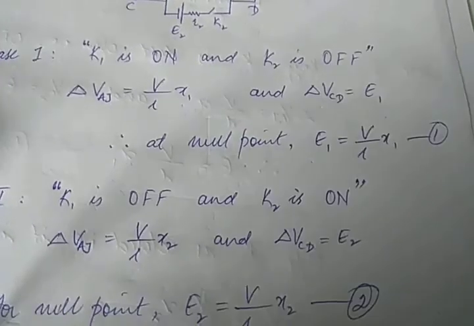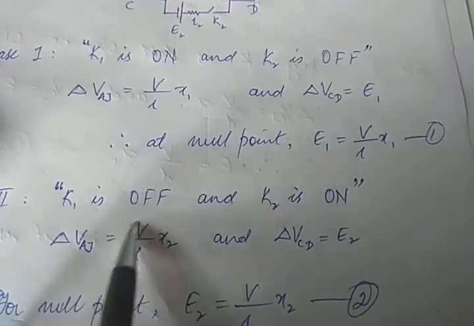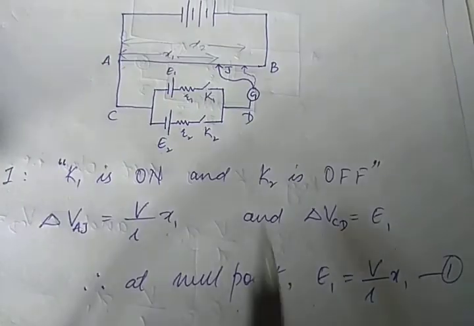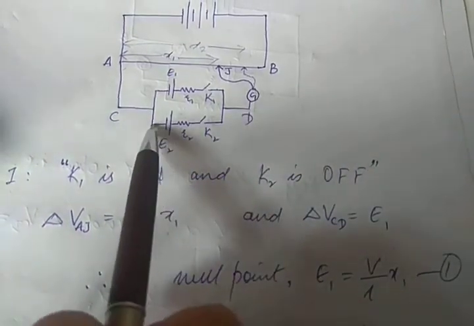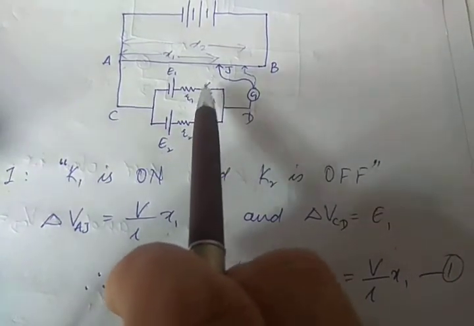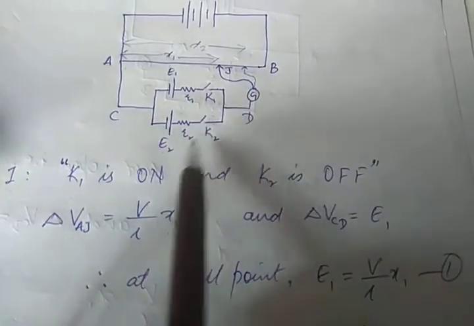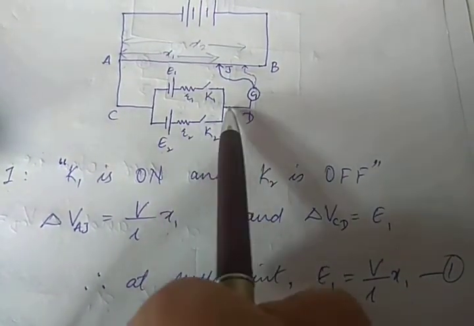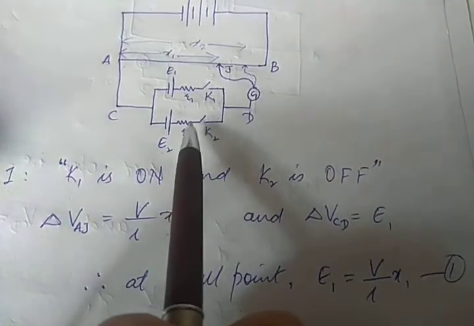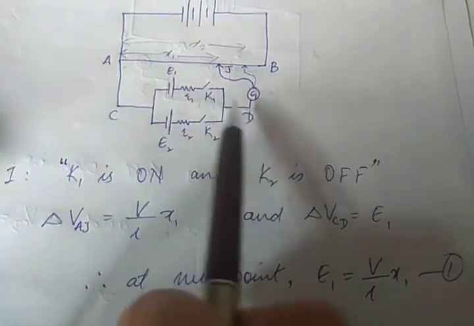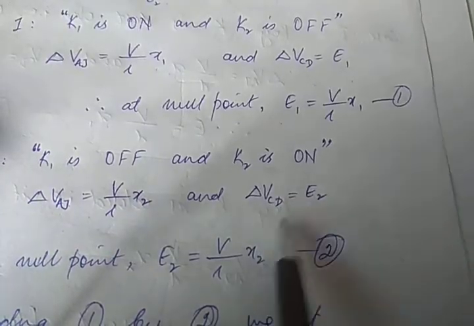So what will delta VAJ be now? Delta VAJ will be V upon L x2. And delta VCD at null point again, there is no current flowing through this. There's no question of current flowing through the upper circuit because K1 is open, so the only cell coming into play is this one, don't forget. Since no current is flowing through the galvanometer at null point, again there is no voltage drop across R2, so the potential difference across CD will be the EMF E2 simply. So delta VCD is E2.